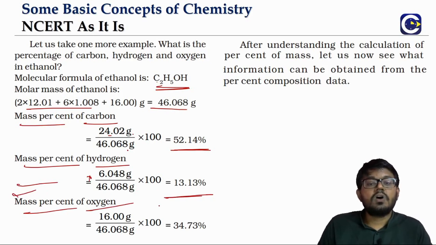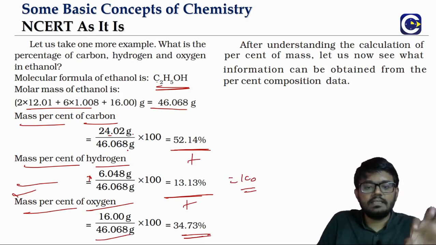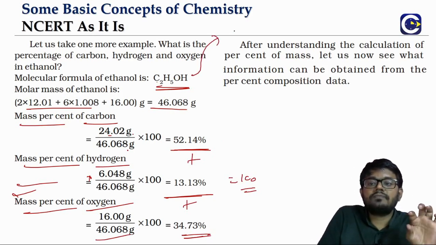The mass percentage of oxygen, what is it? We have only one oxygen, 34. You can see here, when you add up these three, it adds up to 100. So here, we are getting these mass percentage values after knowing the formula.